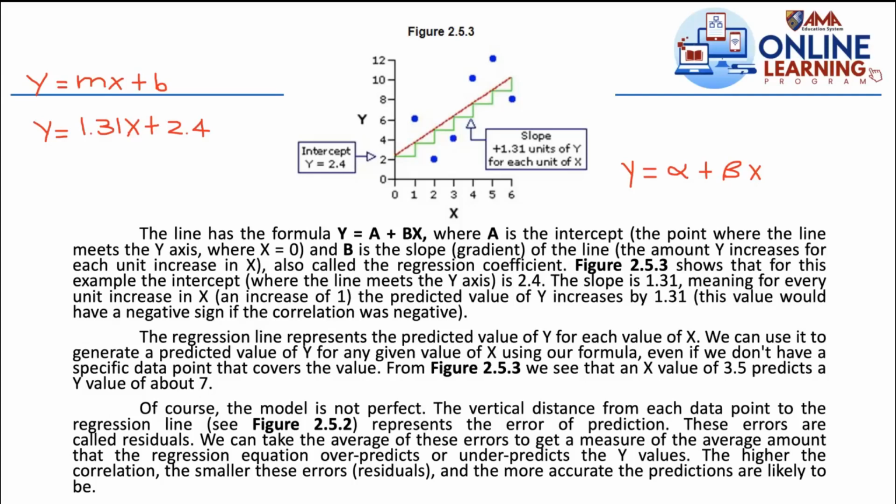So this one just talks about the error, that there is an error. But you notice the higher the correlation, the smaller these errors. That's why it's related to part 1, related to r, but more related to r squared. It's mentioned here: the higher the correlation, the smaller this error. And we want small error.